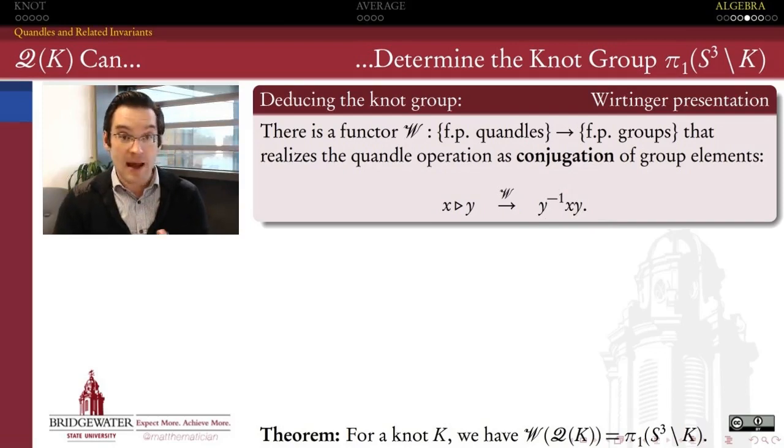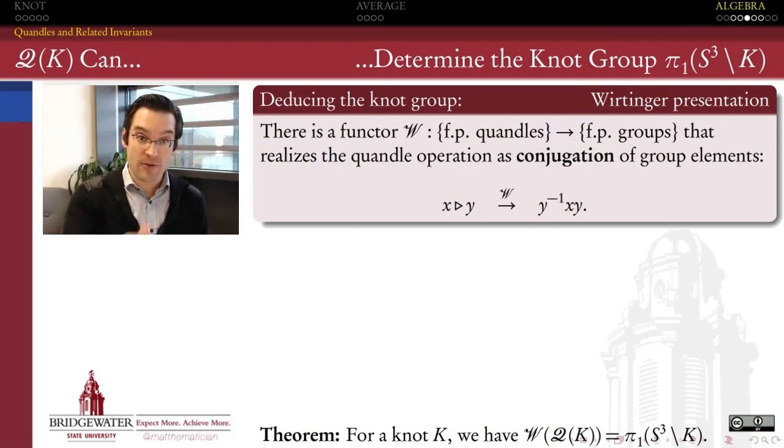What we're going to get out of this is a presentation for what's called the knot group, the fundamental group of a knot complement. And that presentation is going to specify the generators, and we're going to have one generator for each one of the arcs in our knot diagram, and it's going to specify a bunch of relations.